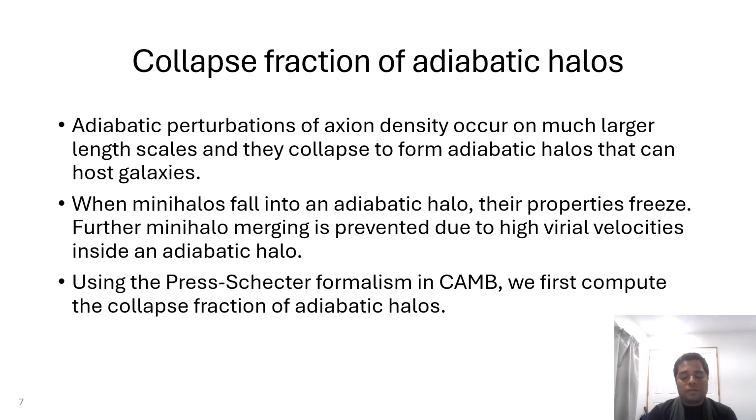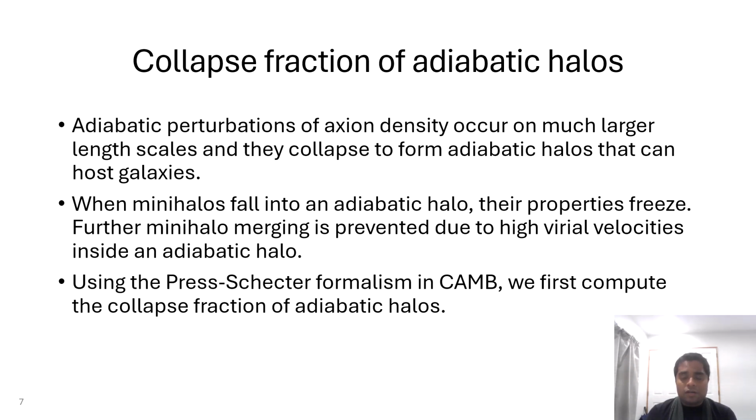On the other hand, there are also adiabatic perturbations of axions, and these adiabatic perturbations occur on significantly larger length scales compared to isocurvature perturbations. These adiabatic perturbations also can collapse, and they collapse to form what are known as adiabatic halos. And these adiabatic halos are large enough that they can host galaxies.